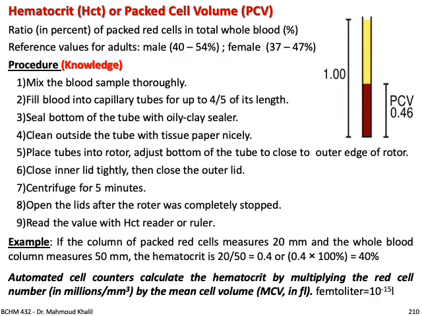Normally we have an automated cell counter that calculates the hematocrit by multiplying the red blood cells number in millions per cubic millimeter by the mean cell volume in femtoliter.